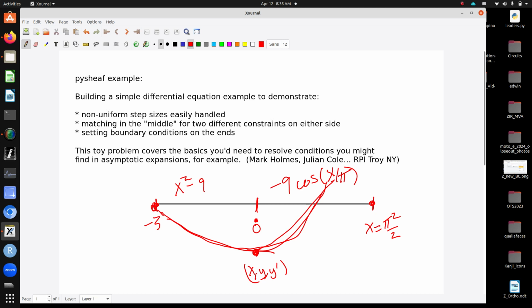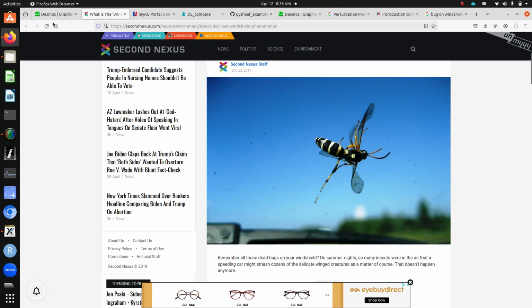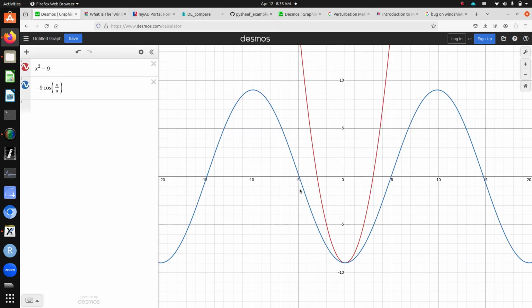So what I did is I asked what differential equations would lead to that, just looking at Desmos to see if it looks like a fun thing to do. I'm going to come in along the x squared minus 9, this part here, and then follow along this curve, and that's what I'm going to try to solve. That's the solution I'm looking for. So keep that in your mind's eye.